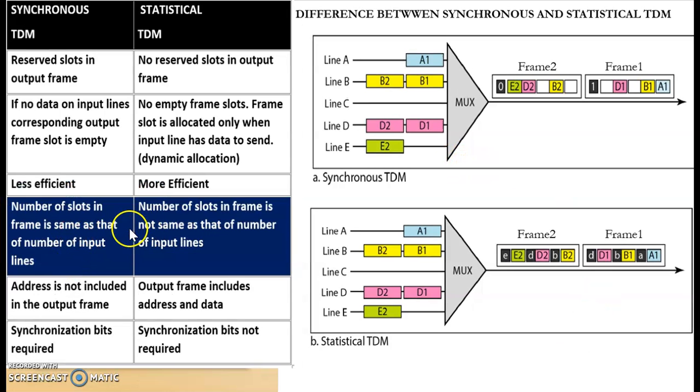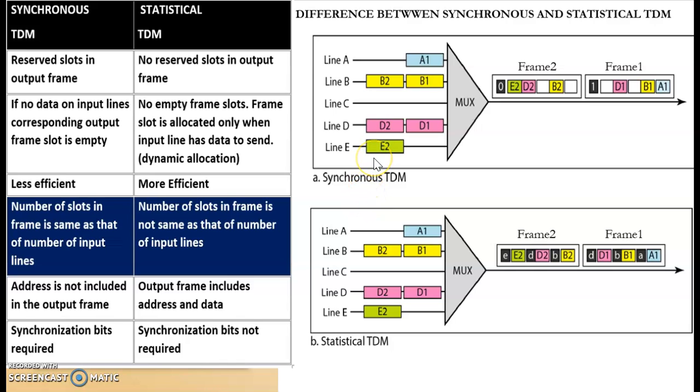So the next difference is, in synchronous, the number of slots in the output frame is the same as the number of input lines. Whereas in statistical time division multiplexing, the number of slots in the output frame is not the same as the number of input lines.